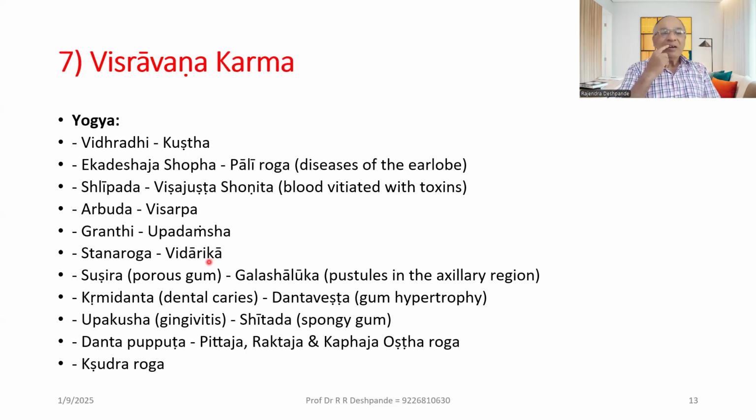Sushira, here, porous gum, then Galashaluka, that is pustules in the axillary region, here. Then Krimidanta, dental caries, Danta Vidradhi, that is gum hypertrophy. Upakusha, that is gingivitis. Shitada, that is the spongy gum. Then Danta Puputa, Pittaja or Raktaja or Kaphaja, Oshtharoga, lip problems, and Kshudra Roga, that is again the skin problems. So here in these conditions, Visravana Karma can be done.